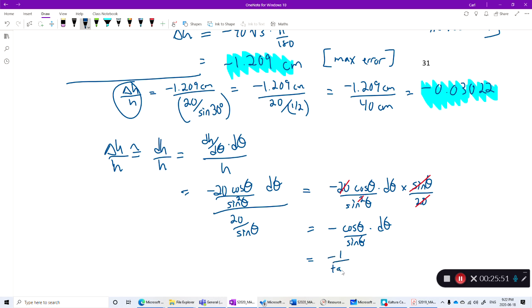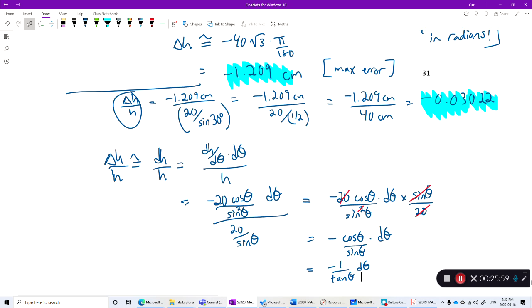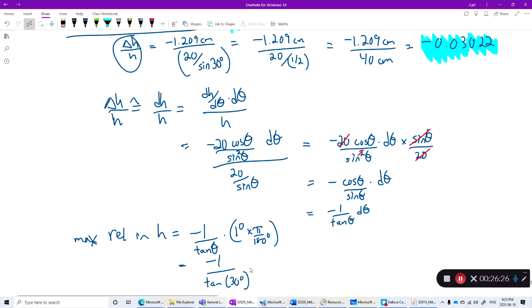which I'll write as negative 1 over tan theta d theta. What that means is the maximum relative error in h is minus 1 over tan theta times d theta, which was 1 degree in radians. So what is minus 1 over tan 30 times pi over 180?